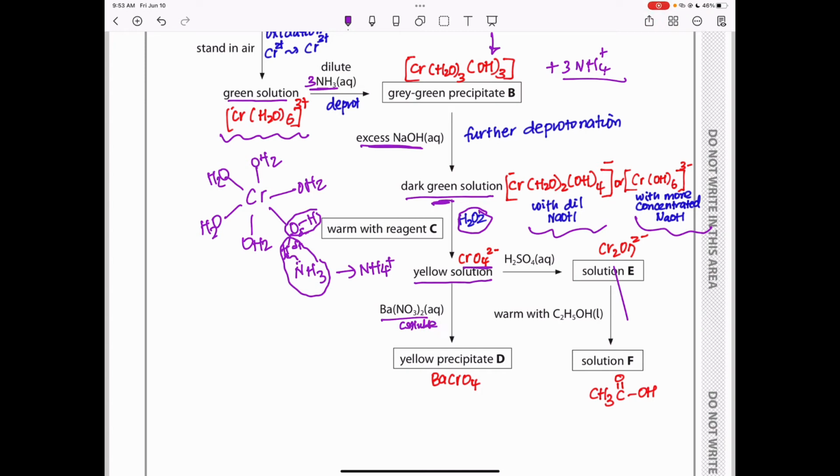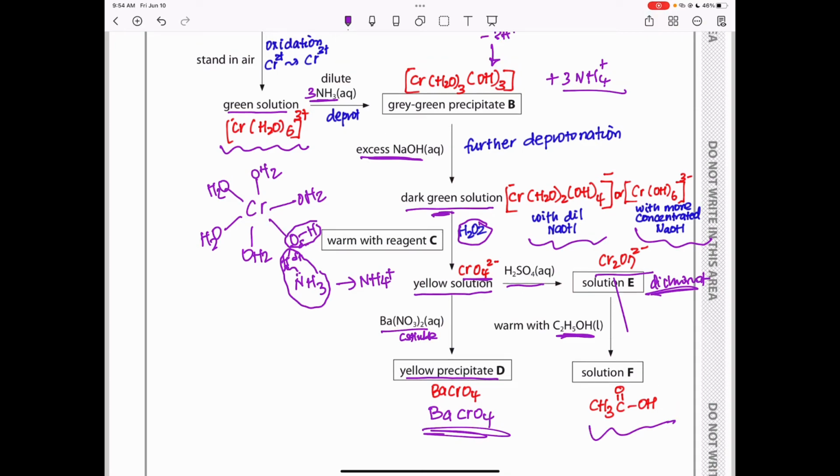When you add it to chromate and you form a yellow precipitate B, it is because barium combined with chromate to form barium chromate. On the other side, when we add sulfuric acid to chromate 6, we're going to produce dichromate 6, which is an orange solution. And finally, this is a dichromate. When you add an alcohol to a dichromate, this is going to be an oxidation. Ethanol is a primary alcohol. When you react it with a dichromate, it's going to be oxidized to a carboxylic acid, which is ethanoic acid. So this is the layout of the whole thing.